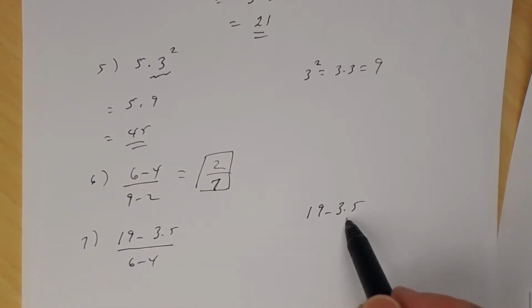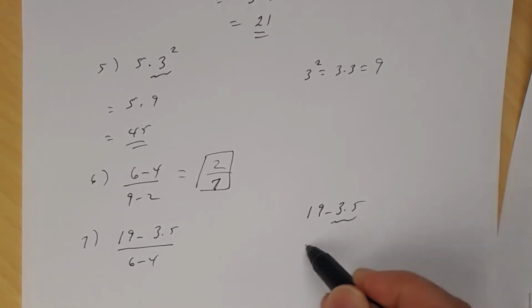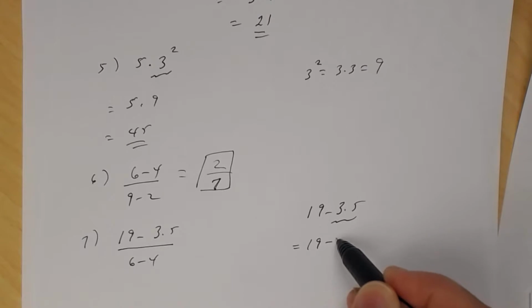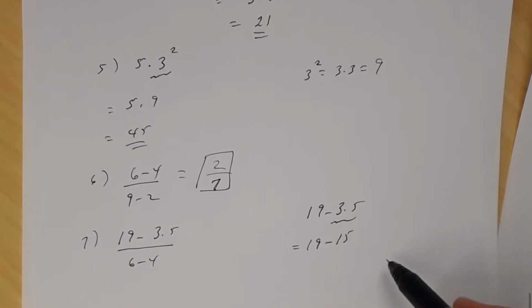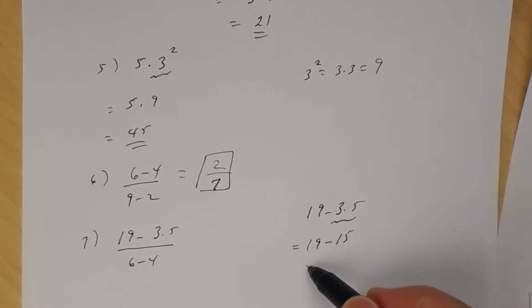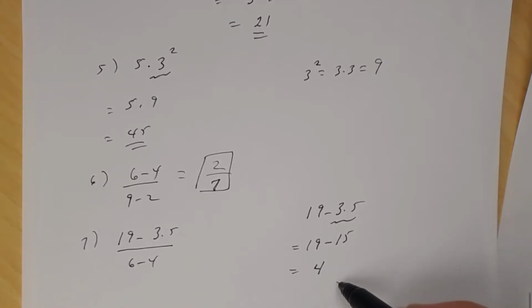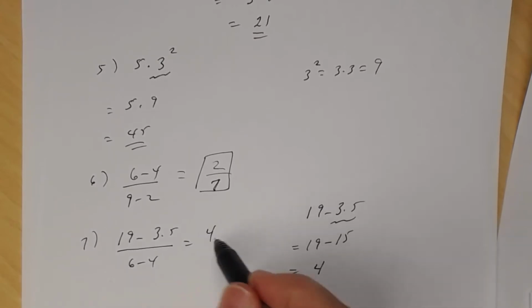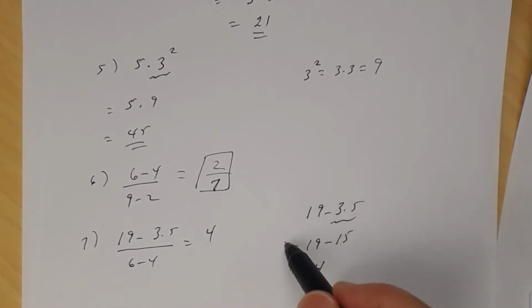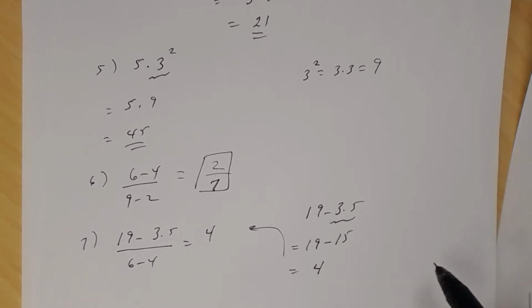According to the order of operations, I got to do multiplication first. So this means 19 minus 15, since 3 times 5 is 15. And now I do subtraction. 19 subtract 15 is 4. So that's your numerator. My numerator is 4. So that's where this came from.